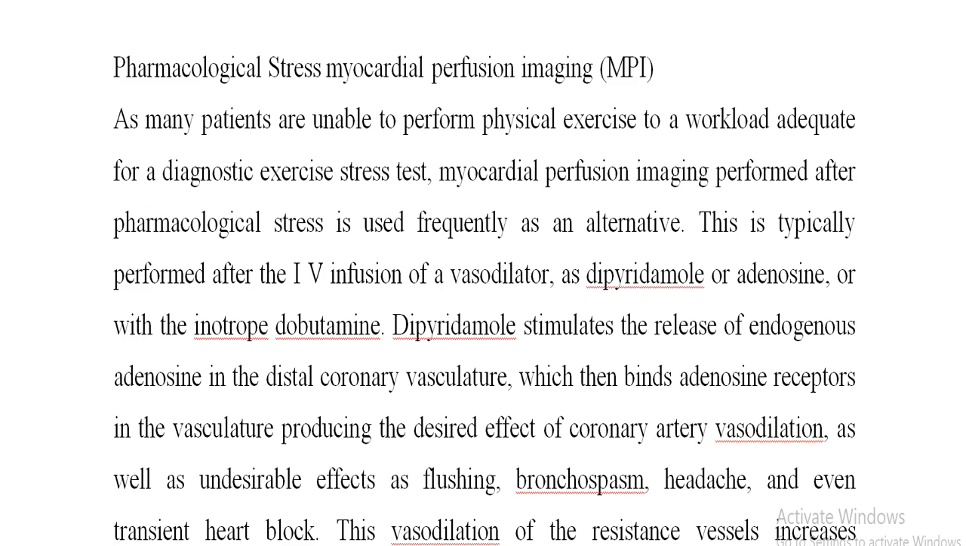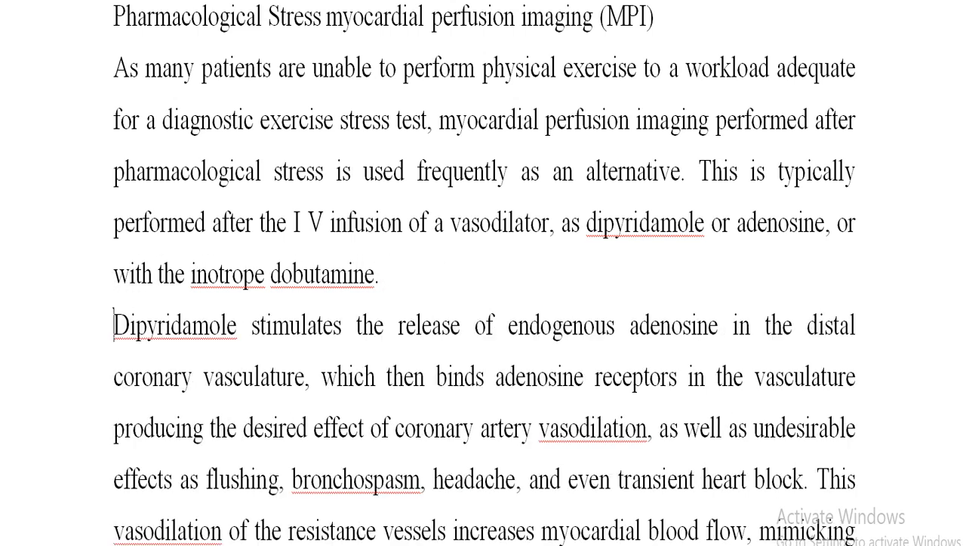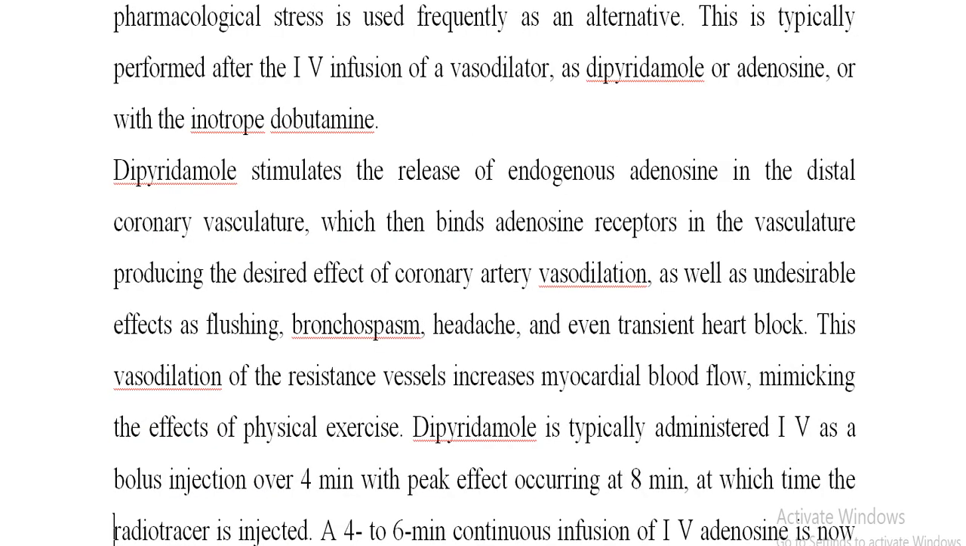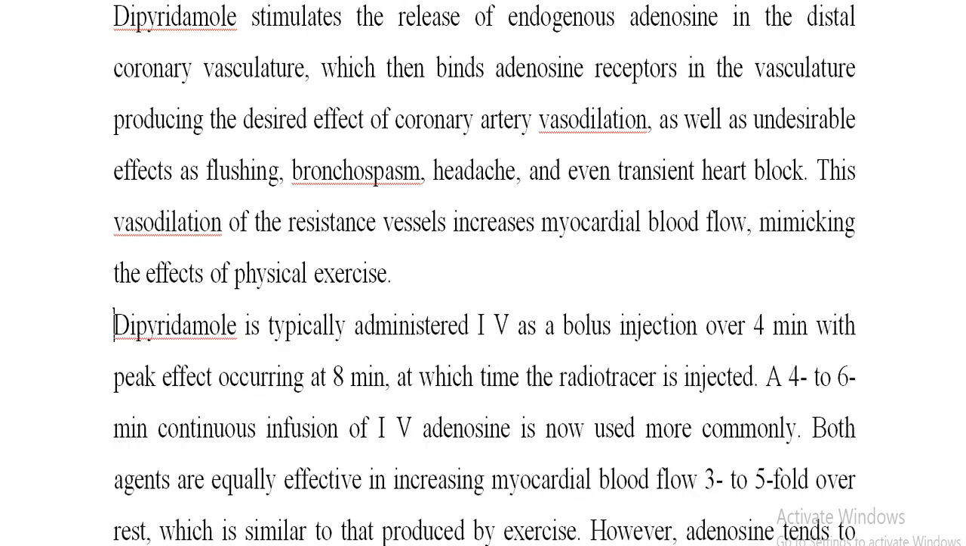Dipyridamole stimulates the release of endogenous adenosine in the distal coronary vasculature, which then binds adenosine receptors in the vasculature, producing the desired effect of coronary artery vasodilation, as well as undesirable effects such as flushing, bronchospasm, headache, and even transient heart block. This vasodilation of the resistance vessels increases myocardial blood flow, mimicking the effects of physical exercise. Dipyridamole is typically administered IV as a bolus injection over 4 minutes with peak effect occurring at 8 minutes, at which time the radiotracer is injected.